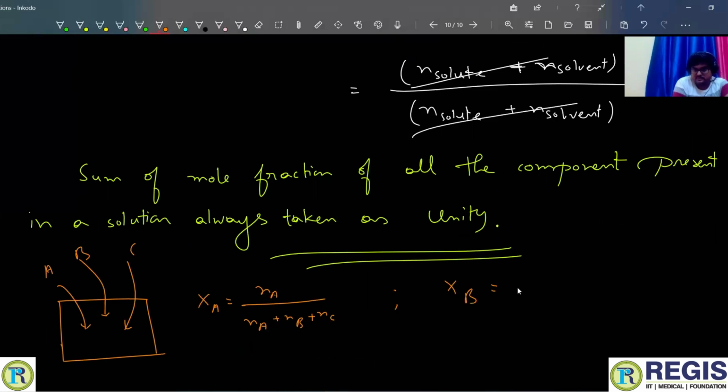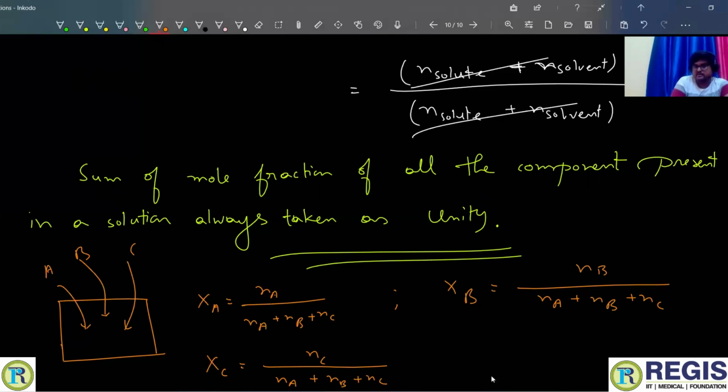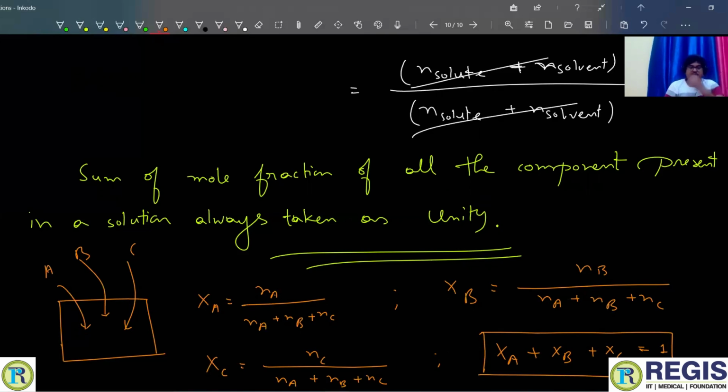Mole fraction of B is number of moles of B divided by number of moles of A, B plus C. Mole fraction of C equals number of moles of C divided by number of moles of A plus number of moles of B plus number of moles of C, and XA plus XB plus XC equals 1. Is it clear? Any doubt regarding this part? Tell me.